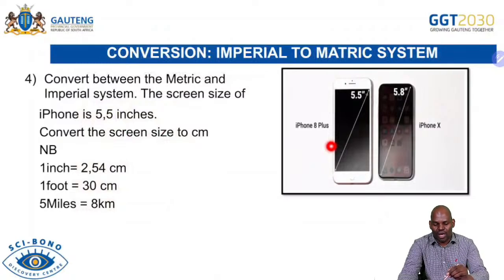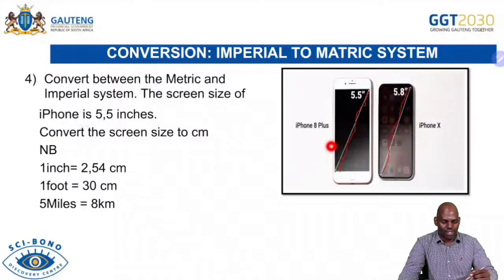They actually measure the size of the screen diagonally, that is from one corner to the opposite corner. So in this case, the iPhone 8 Plus is 5.5 inches and that one is 5.8 inches. That is how they measure the screen of the cell phone. The same thing with a TV. If they have to measure the size of a TV screen, it's from one corner to the opposite corner, and that is how they say it's 50 inches or 80 inches. Then we say convert the screen size to centimeters.